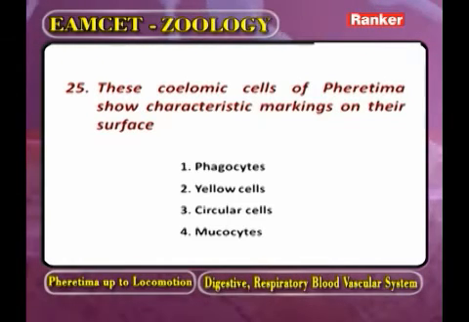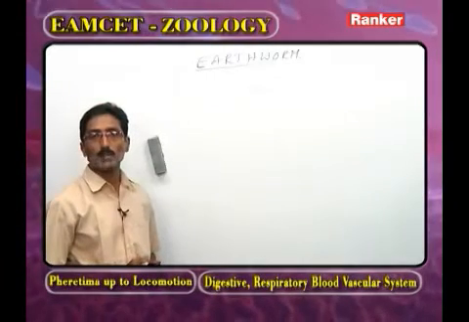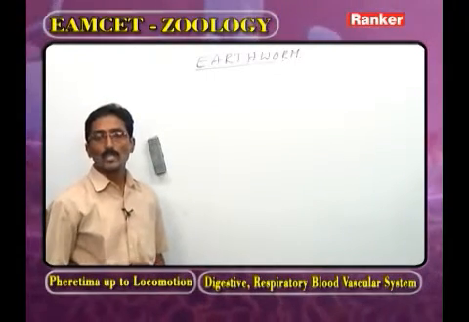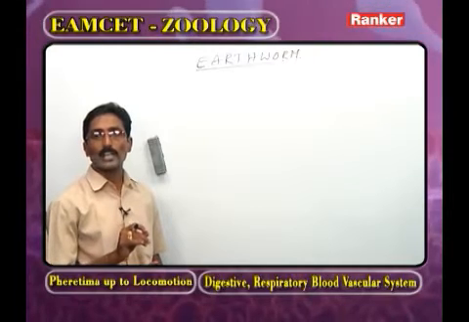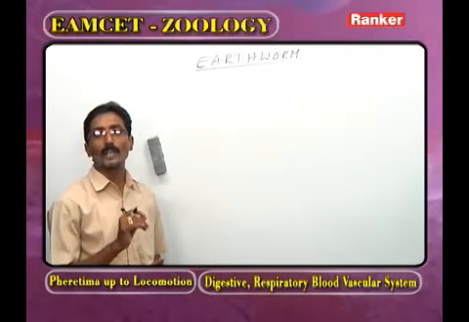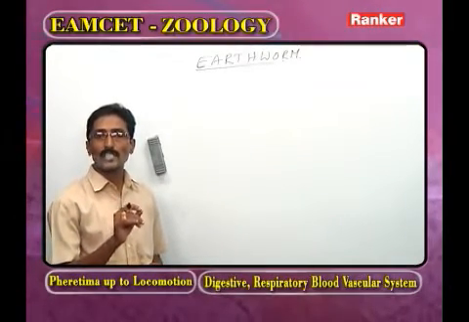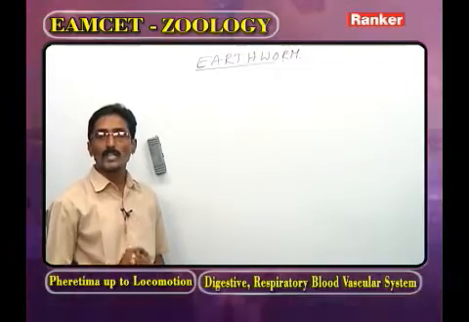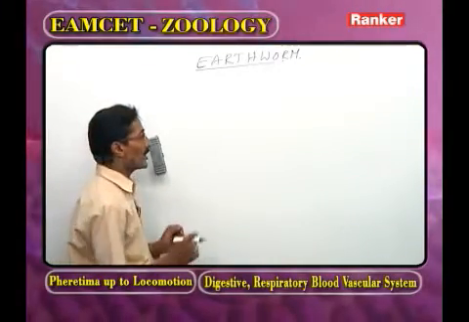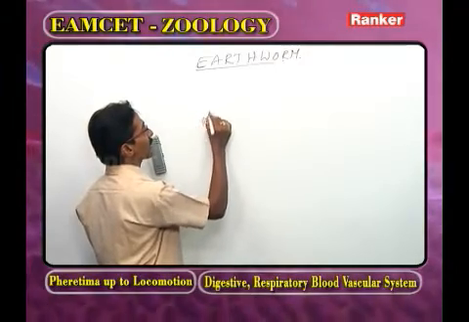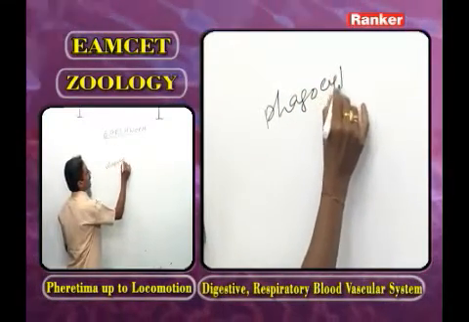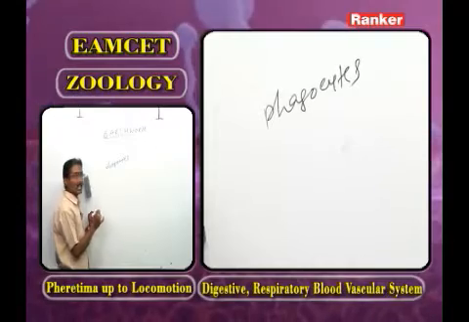These coelomic cells of Pheretima show characteristic markings on their surface. As we observe the coelom of annelids, what is the coelom of annelids? A true coelom. What is meant by true coelom? Externally and internally it is covered by mesodermal epithelia. The coelom is formed by splitting of mesoderm, schizocoelom. The coelom is filled with coelomic fluid. In the coelomic fluid, what type of cells are present? One we call phagocytes. They are also called amoebocytes.